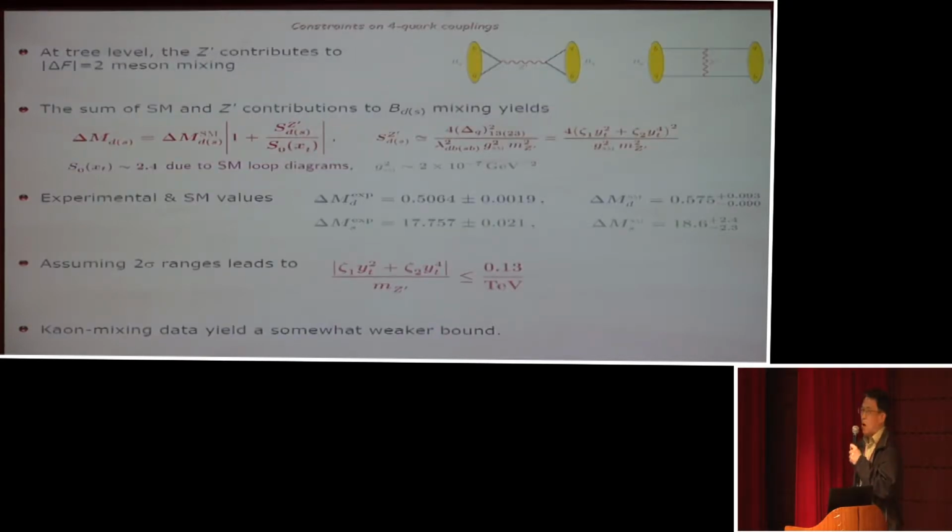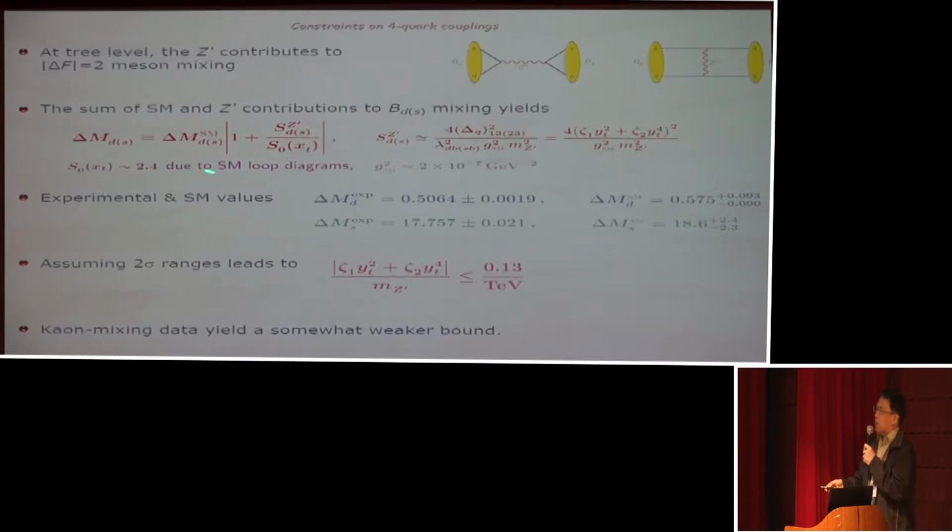Now for the quark-quark couplings, the four-quark couplings, at tree level they contribute to meson mixing. So B_d mixing or B_s mixing, and also Kaon mixing. Okay? So we consider these constraints. It turns out, well, these are the data for this mixing quantity here. So the current data here and also the prediction for the standard model.